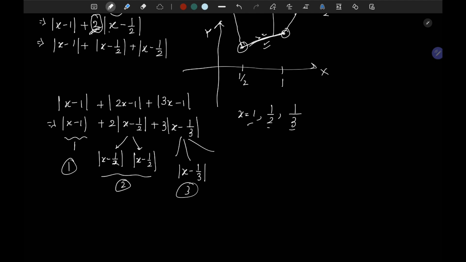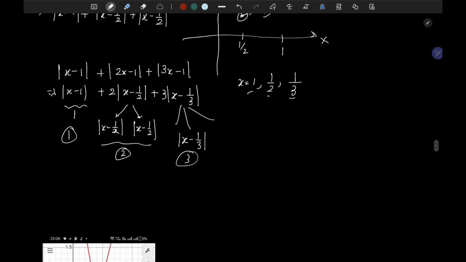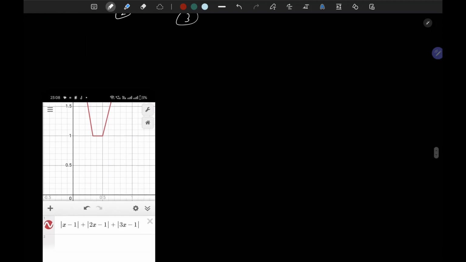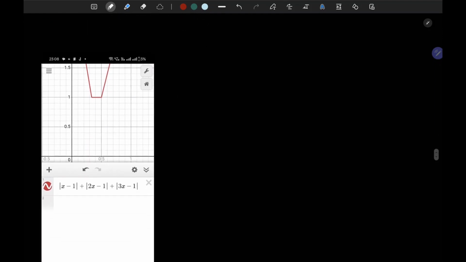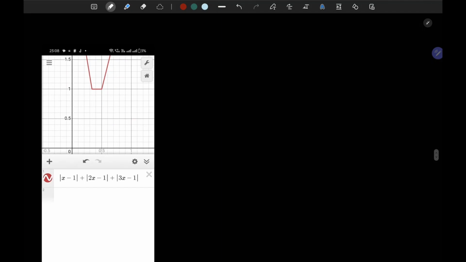and as the weight of modulus of x minus 1/3 is more, the graph will be drawn more towards the modulus of x minus 1/3, or x equal to 1/3 point. Now I have plotted this graph in Desmos, and I am going to show you the graph. So here is the graph of that particular problem.